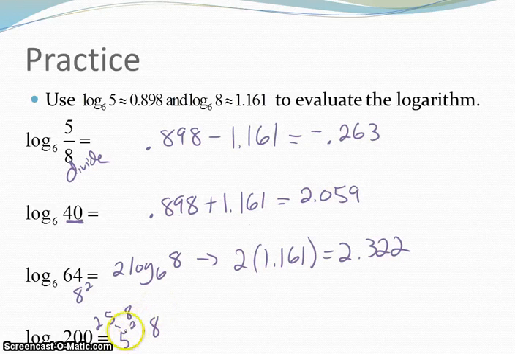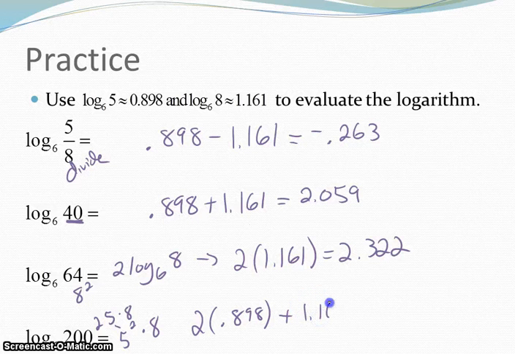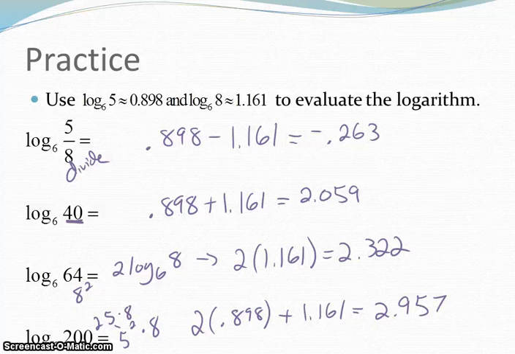So, break apart the exponent piece, put the 2 out in front, so 2 times my log base 6 of 5, and then multiplying leads to adding, and that gets me a total of 2.957. And that's how I use my properties to approximate other logs.